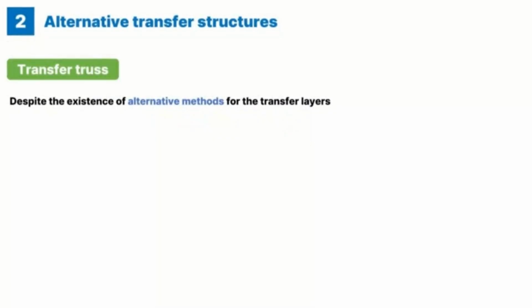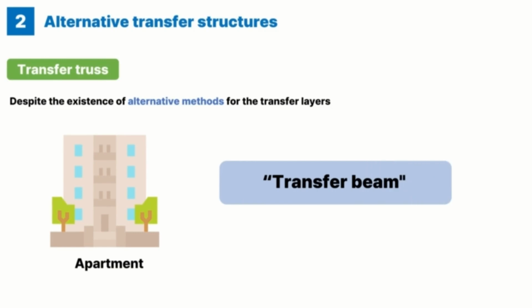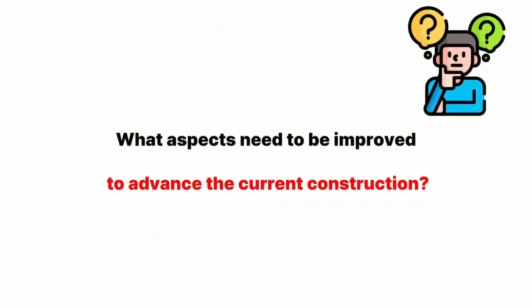Despite the existence of alternative methods for the transfer layers, each method has its own distinct advantages. However, considering the most crucial economic aspects and depth in apartment construction, using transfer beams in a transfer layer was concluded to be the most suitable. So, in the most efficient scenario, using transfer beams, what aspects need to be improved to advance the current construction?